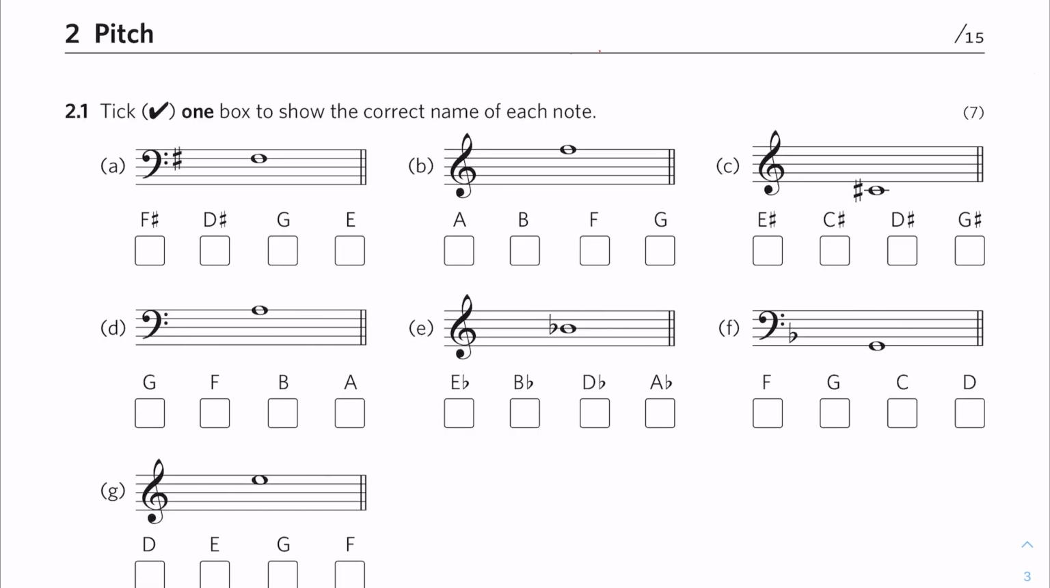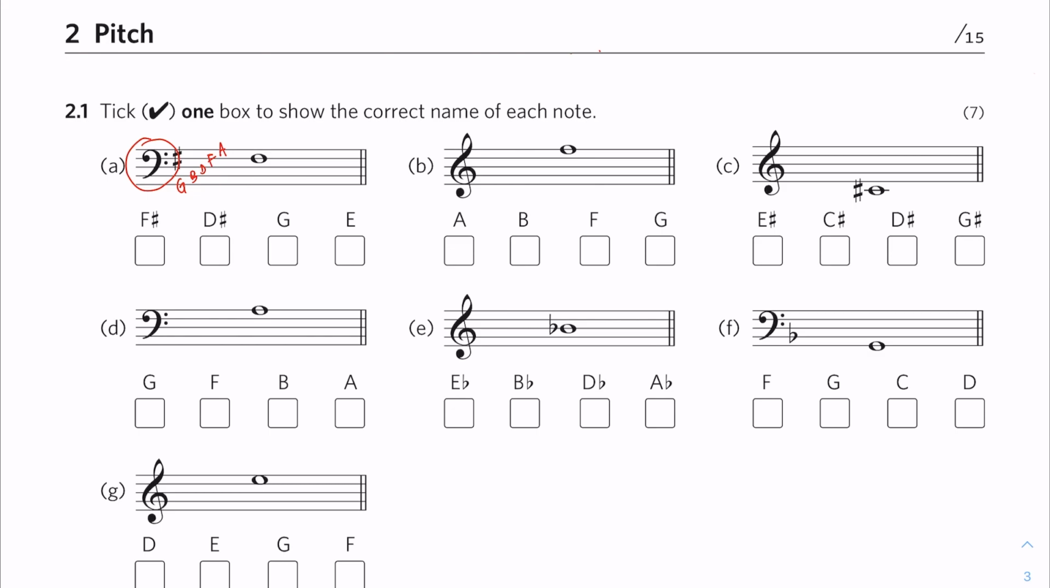Question number 2 is on pitch. Tick one box to show the correct name of each note. Here we need to remember the notes of the treble clef and the bass clef. Well, for question A, we have a bass clef. The lines are G, B, D, F, A.